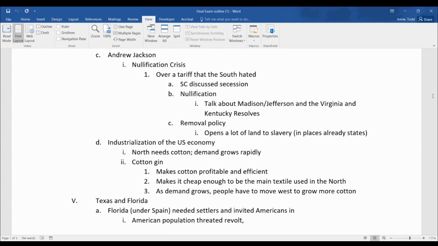But note, South Carolina is, for the first time, the southern states are discussing secession. You may, if you've done the War of 1812, mention that secession was discussed by the Federalists, right? Especially if you go into any detail about their dissolution as a party, right?